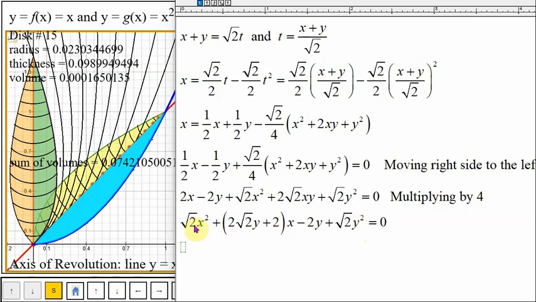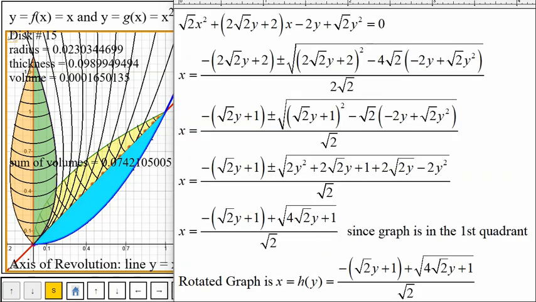And then solving for x in terms of y, we'll use the quadratic formula. So this will be a, this will be b, and this will be c. And so here I'm using the quadratic formula. So this is minus b, plus or minus the square root of b² minus 4ac, and then dividing by 2a. A is the square root of 2.